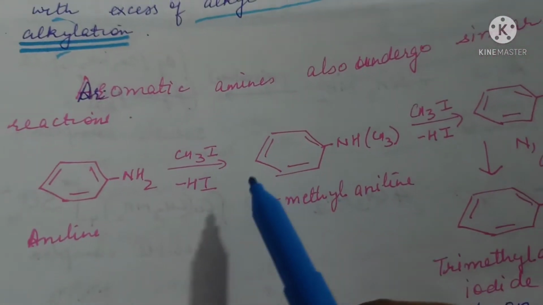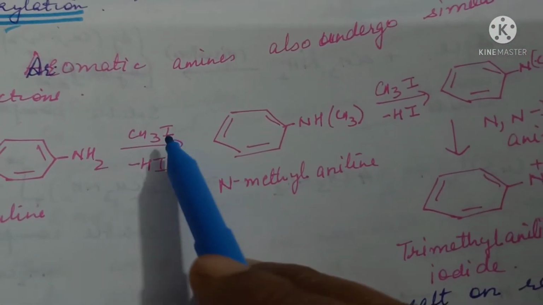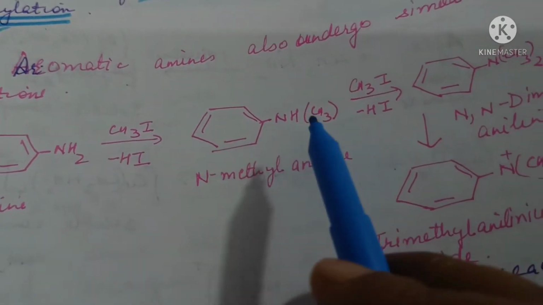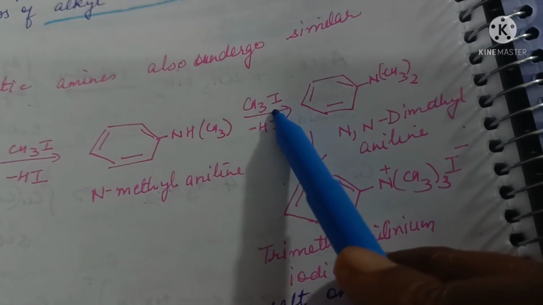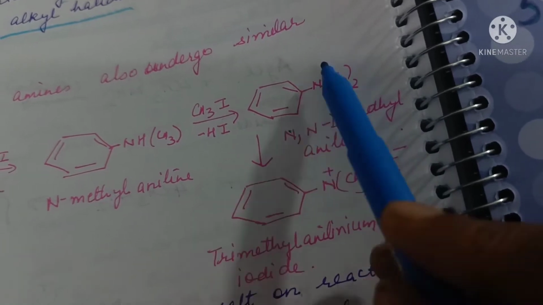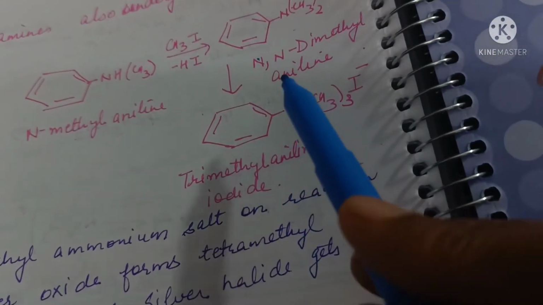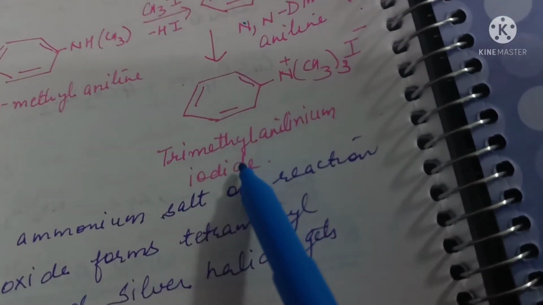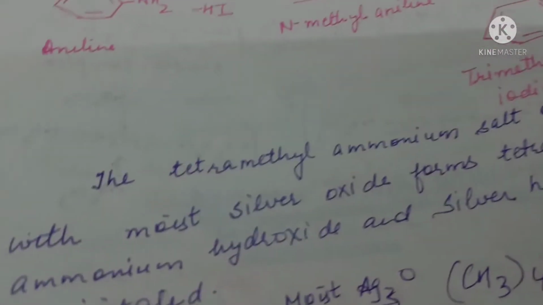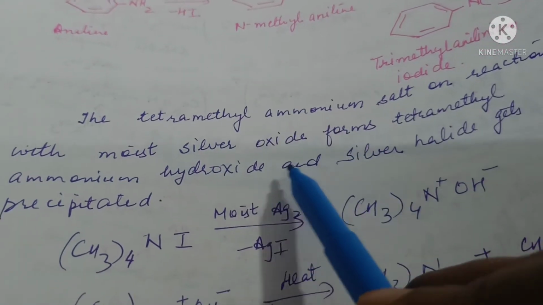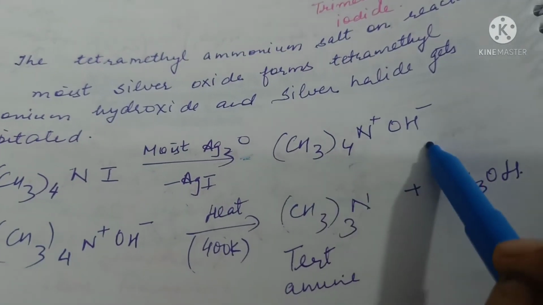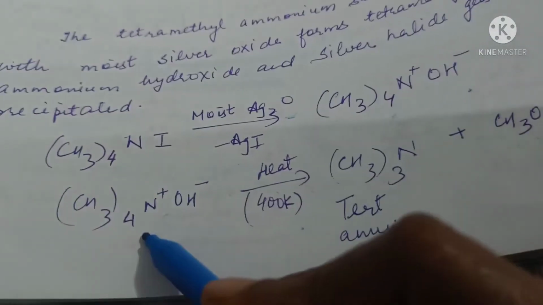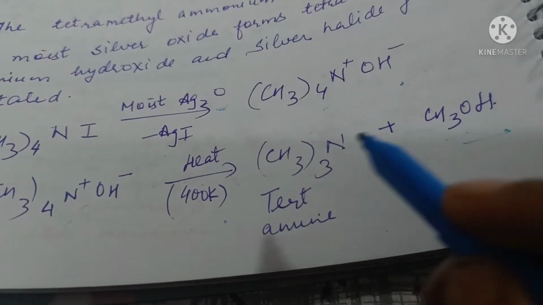Aromatic amines also undergo similar reactions. So on reaction with methyl iodide, aniline will form N-methyl aniline. On reaction with another molecule of methyl iodide, N,N-dimethyl aniline will be formed. Another methyl iodide and trimethyl anilinium iodide will be formed. The tetramethyl ammonium salt on reaction with moist silver oxide will form tetramethyl ammonium hydroxide. This on heating gives off methyl alcohol and forms tertiary amine.